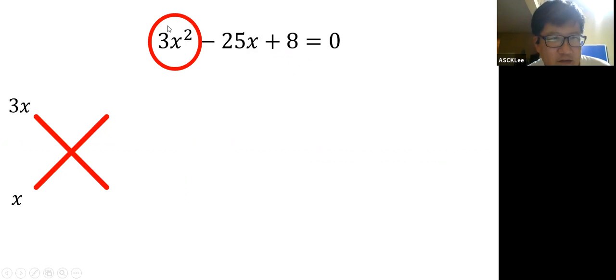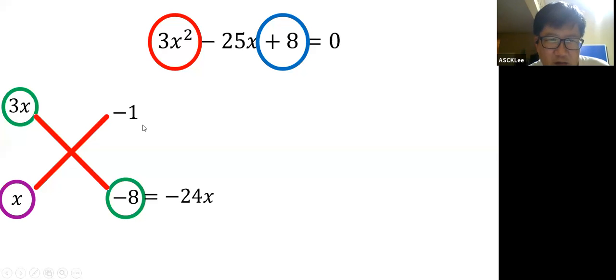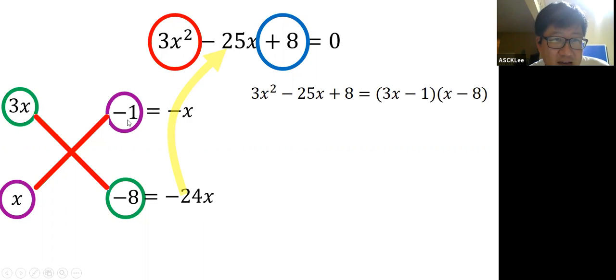So 3x squared is 3x times x. 8 is minus 1 times minus 8. All right, I have to have two minus numbers because there's a minus here. So minus 1 times minus 8. So 3x times minus 8 is minus 24x. X times minus 1 is minus x. All right, and when I add this up, minus x plus minus 24x, I get my minus 25x. And therefore, my factors are 3x minus 1 and x minus 8.